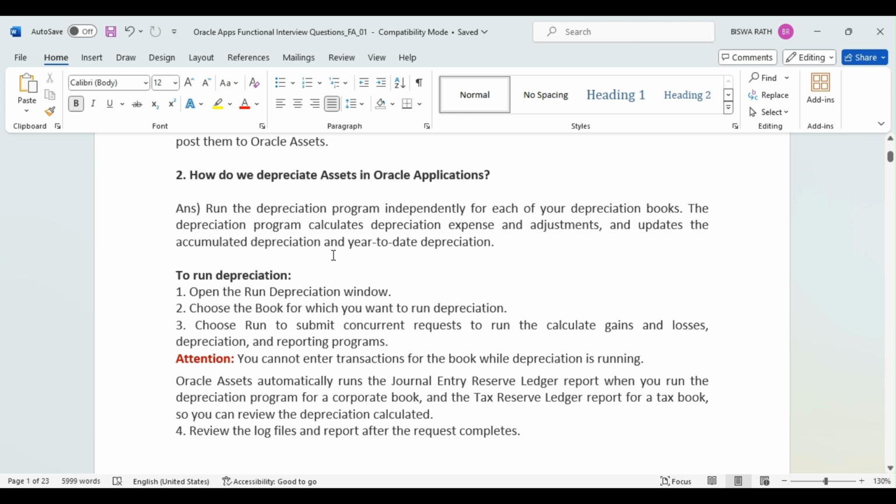How do we depreciate asset in Oracle application? Okay. So basically, there is a program called depreciation program which we can run, and in the depreciation book, if you go down in the drop down list below, there will be a depreciation book. Under that, run depreciation, you can do so. And once you run the depreciation program, system calculates the depreciations, expenses, adjustment, and whatever the requirement as per the asset book, and updates the accumulated depreciation and year to date depreciation. Okay.